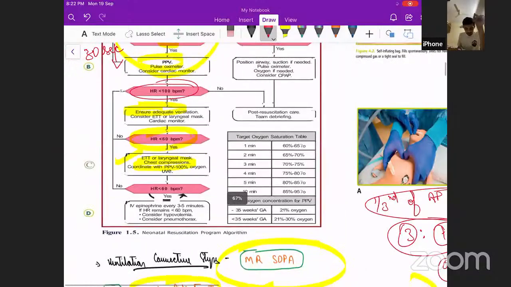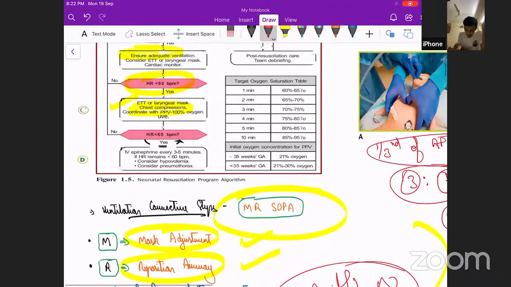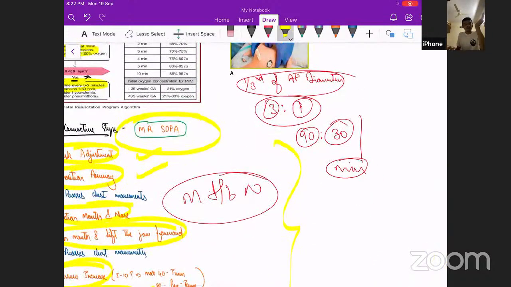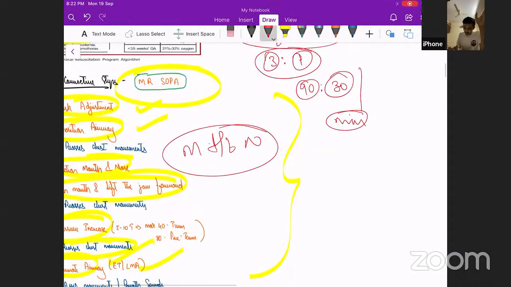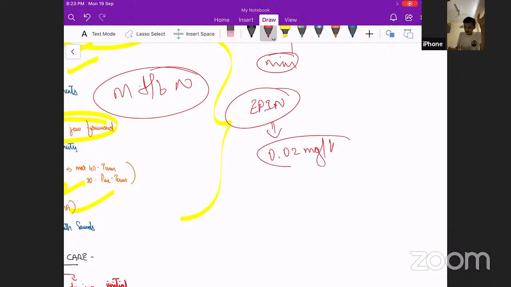Even with this, if the baby doesn't improve even with adequate positive pressure ventilation and chest compression, then we'll have to think of drugs, correct? What is the drug we give? We give epinephrine, and the preferred route is intravenous through the umbilical cord by putting a UVC. If that is not available, intratracheal can be given as well. And the dosage of epinephrine is 0.02 mg per kg. We give epinephrine and flush it with 3 ml of NS.